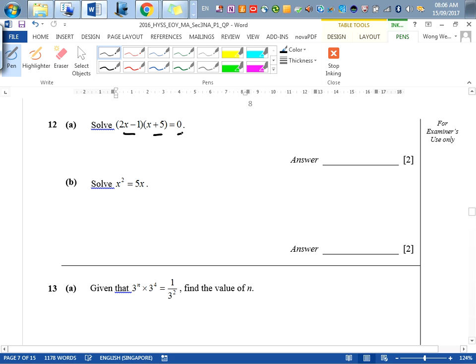Something times something equals 0. Okay, what is the shortcut? Something times something equals 0. One of them must be equal to 0, isn't it? So, I have 2x minus 1 equals 0 or x plus 5 equals 0. One of these must be true. In fact, it could be both true. So now, x will be equal to 1 over 2 or x equals negative 5. Okay?